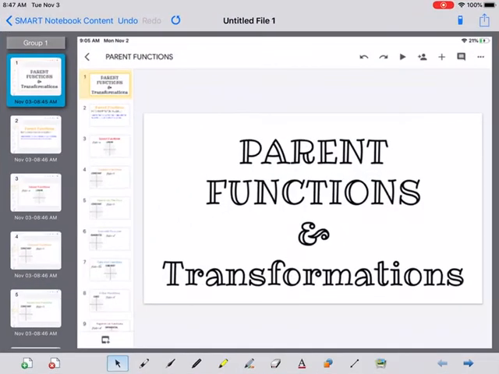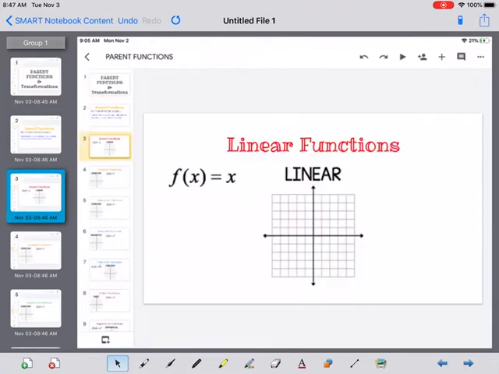Okay, so I'm going to go over parent functions and transformations again, and this time without the class, so it'll make it just a little bit easier. And we're going to go over several parent functions and how they transform. We're going to start with our linear function, and we're going to look at our equation first, which is f of x equals x.